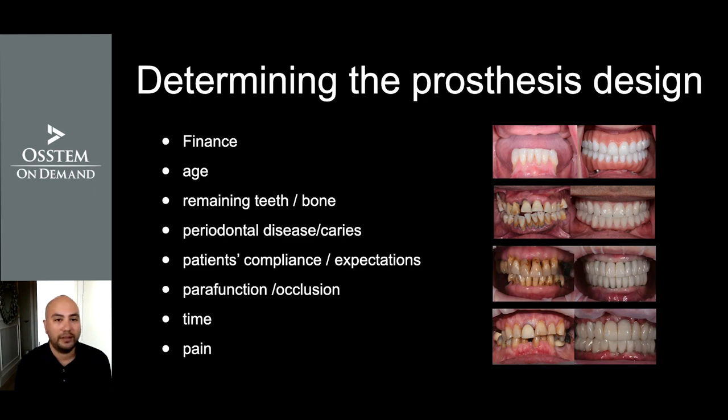How I'm able to determine the prosthetic design is based on finance, age of the patient, remaining teeth, bone, periodontal disease, caries, patient compliance, expectation, power function, occlusion, how much time the patient has, and also the pain as well, if the patient is able to go through this procedure or not. And based on this, I'm able to determine, suggest and recommend the right prosthetic design.